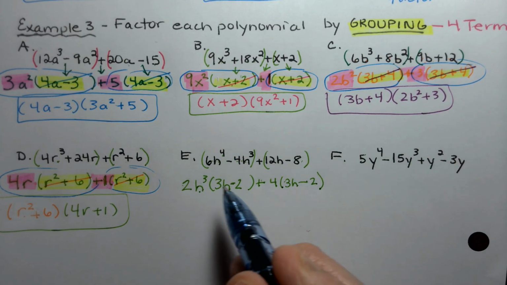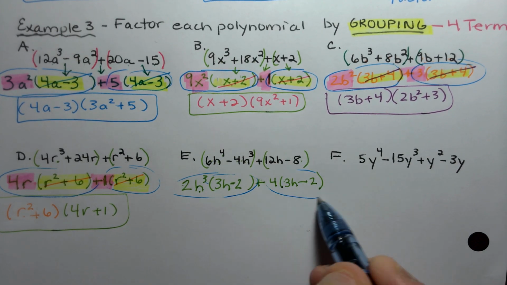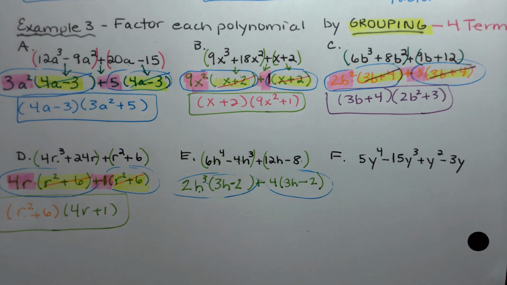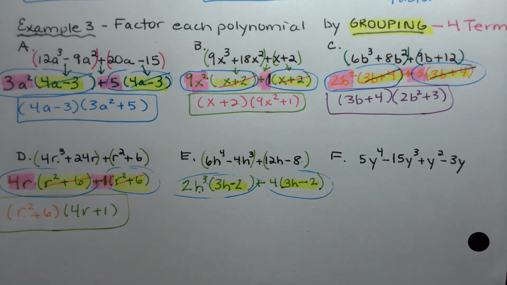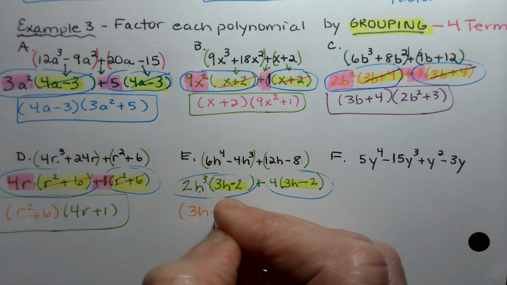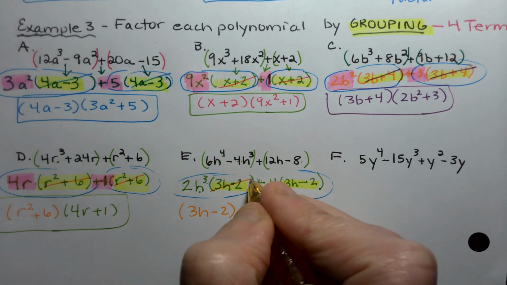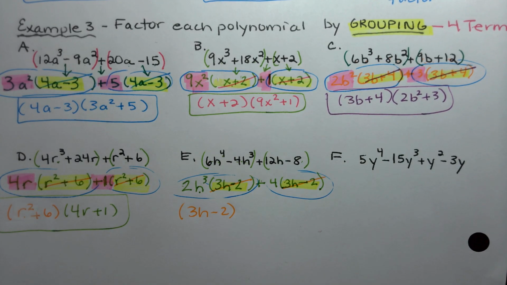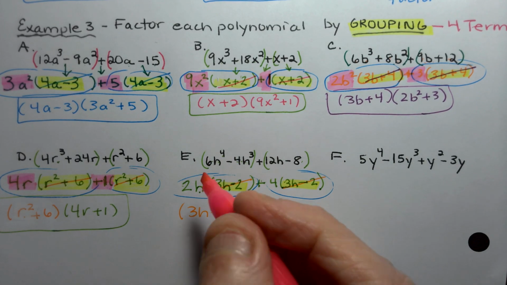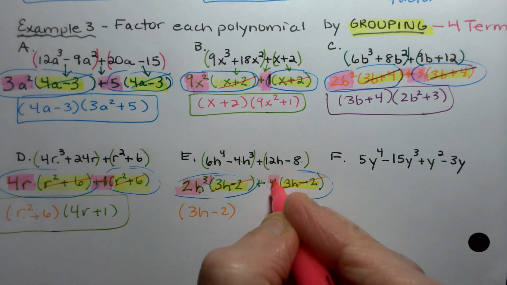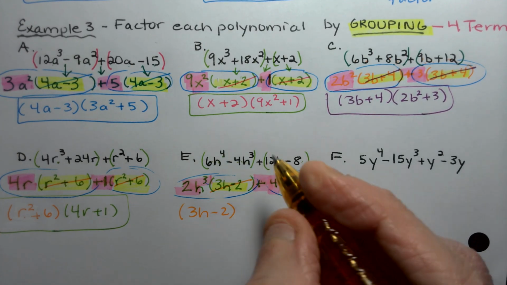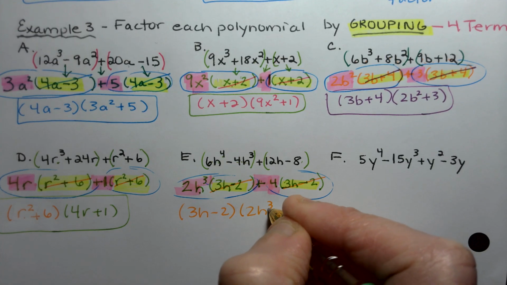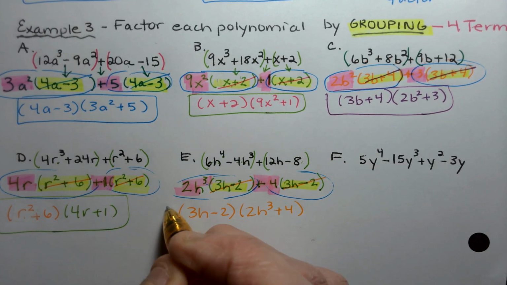We now go ahead and view this as two big terms. And we see these are the same, which is great news. That comes out front. We cross it off, and we see what we have left. Oops, I forgot my plus sign in there. Gotta include that. So I have 2H to the third plus 4.